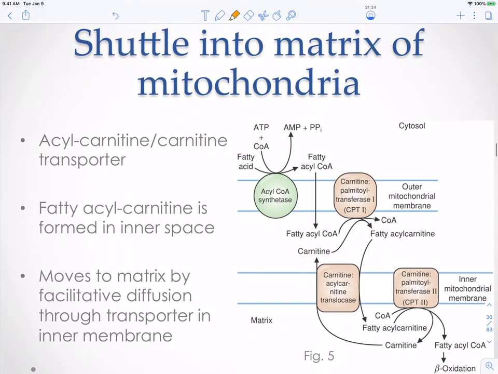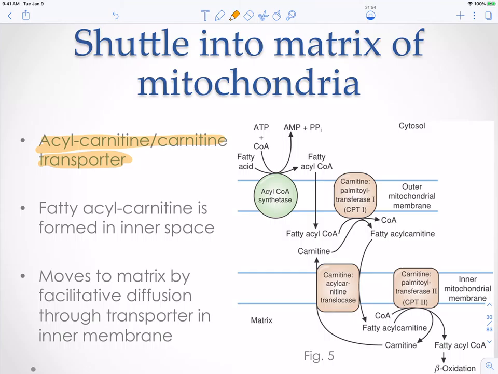So the reason this has to happen is because, as you know, the inner membrane is not permeable to many things, and so there are carriers or transporters for some things. So the carnitine is a transporter, so it's an acyl carnitine transporter, how do you want to say that?